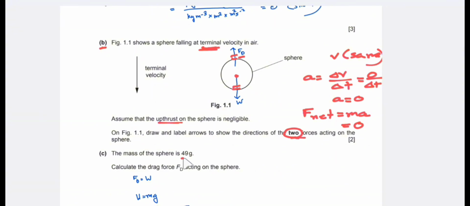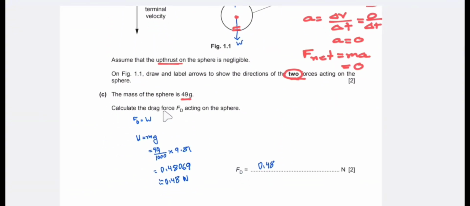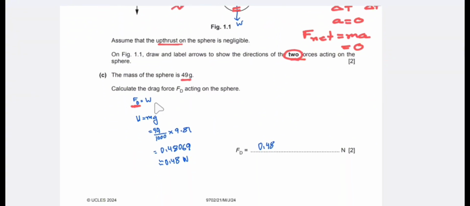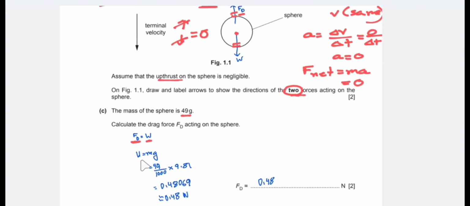Then the mass of the sphere is 49 gram. Calculate the drag force acting on the sphere. We have found that at terminal velocity the velocity is the same, so acceleration is 0, so the resultant force is 0. The downward force is equal to the upward force, so it cancels and the resultant force becomes 0. So the downward force, that is weight, is equal to the upward force Fd. Weight is equal to Fd.